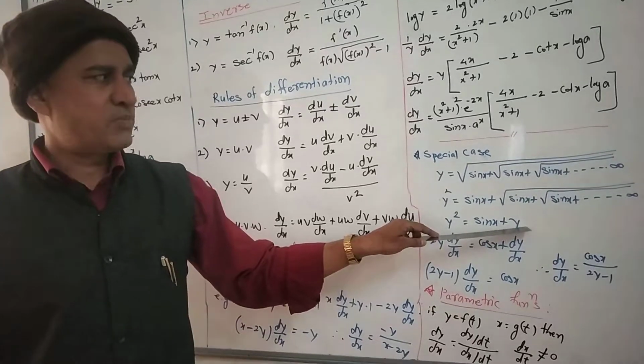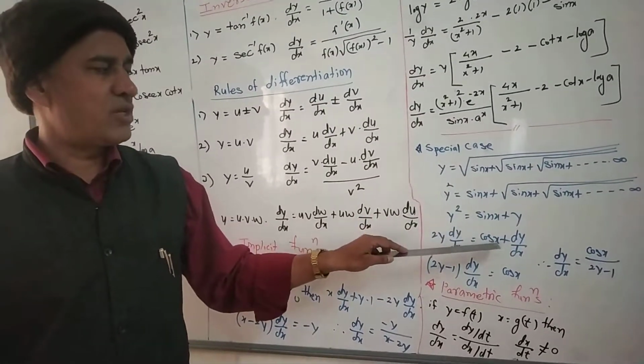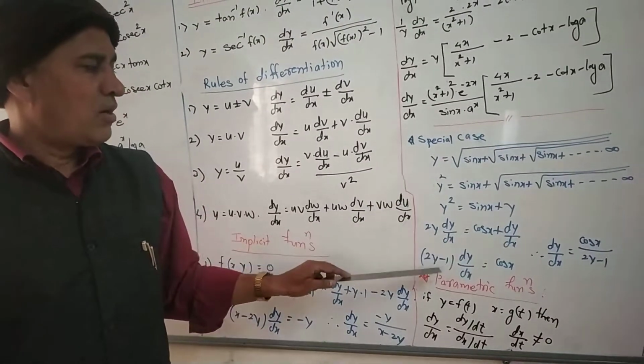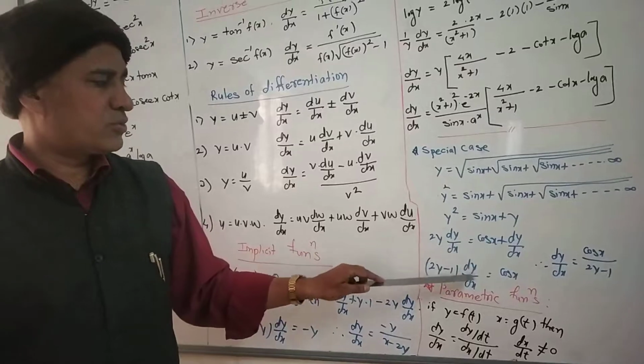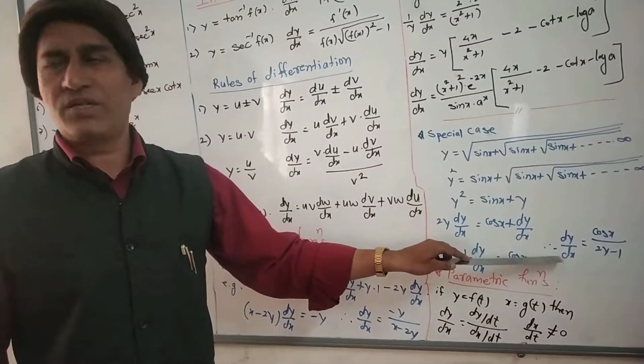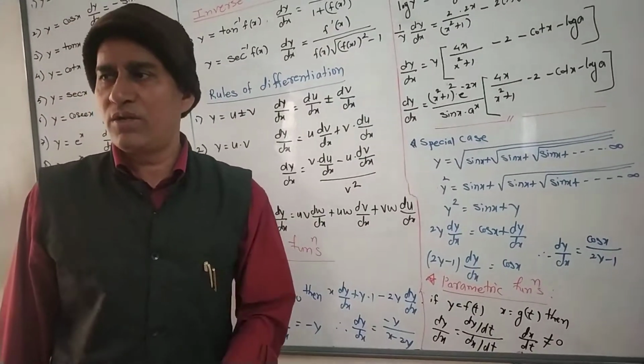Now, differentiate with respect to x. We get 2y dy by dx. The derivation of sin x is cos x. The derivation of y is dy by dx. Now it can be written as 2y minus 1 into dy by dx is equal to cos x. And we get the required differentiation, that is dy by dx is equal to cos x upon 2y minus 1.